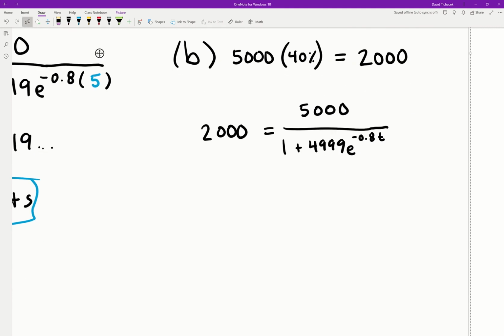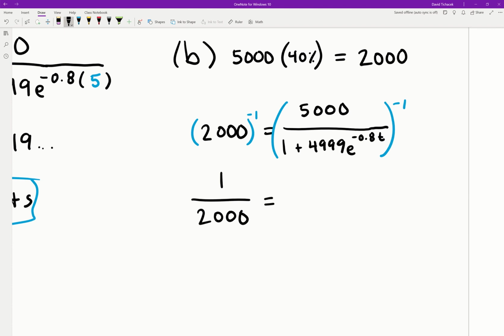Now, one of the weird things about this equation is that t is actually in the denominator of a fraction. So one of the things we could do is reciprocate both sides. We can simply raise both sides of this equation to the power of -1. And remember that an exponent of -1 is going to reciprocate, giving us on the left-hand side 1 over 2,000. And it's basically going to swap the bottom and the top of our fraction on the right-hand side. So we're going to say 1 plus 4,999 times Euler's number to the power of negative 0.8 times time, and that's all over 5,000 there.